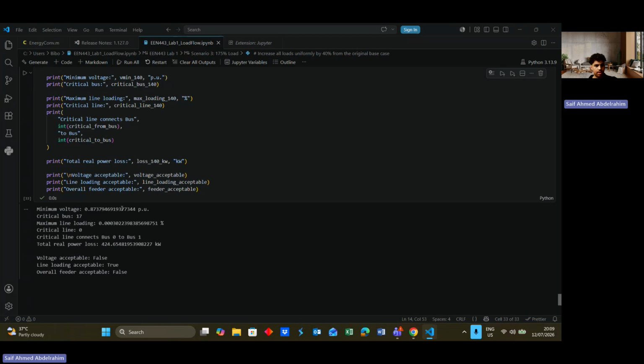So the line loading remained acceptable, but the voltage was below 0.95 pu. Therefore, the feeder was not acceptable under this condition. The main issue was under voltage rather than thermal overloading. A suitable engineering solution would be to install a capacitor bank or voltage regulator near the weak downstream buses. This would provide voltage support and reduce reactive current flowing from the source.